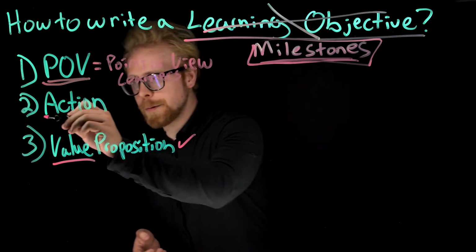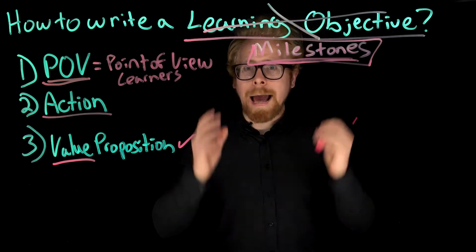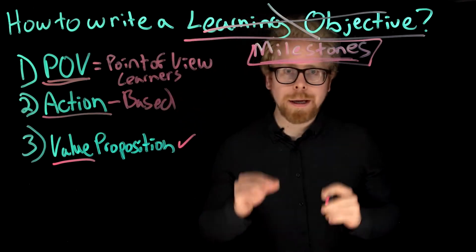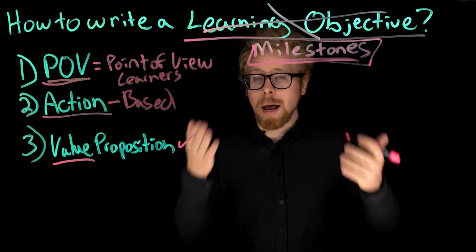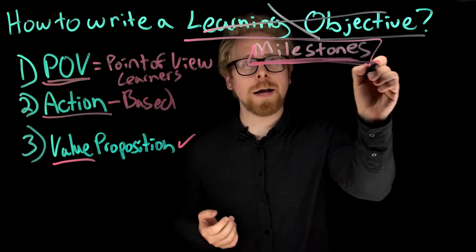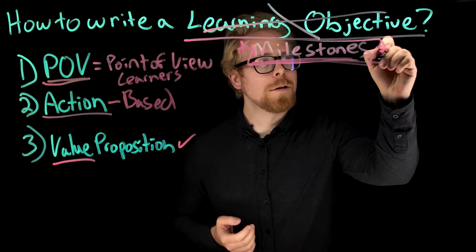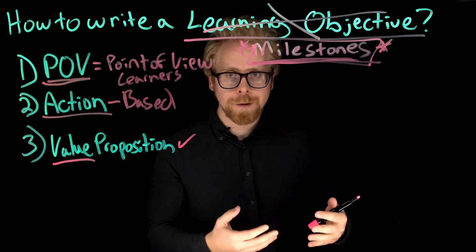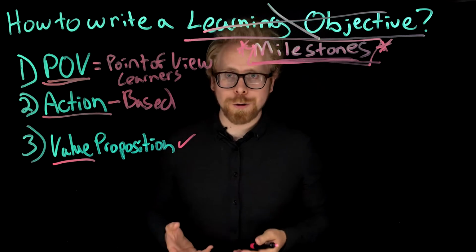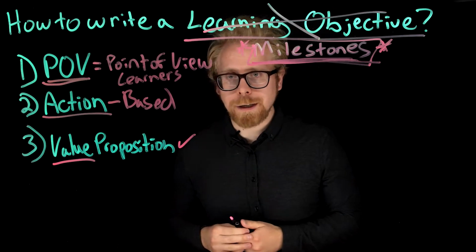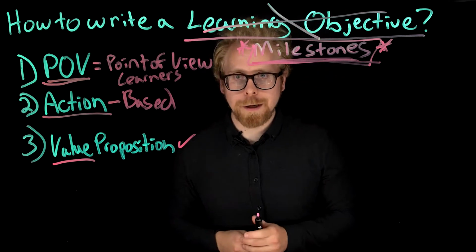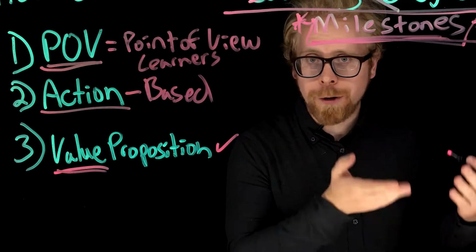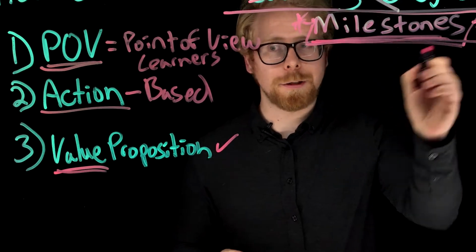The second step is action or action-based. Action-based learning objectives, or like we said, milestones. Yet again, this is why we prefer milestone to learning objective, because a milestone is something that you achieve. When you, as a learner, are moving through this A to Z process, that we'll talk about more on number 3 here, you want to achieve something along the way. That's what a milestone is.